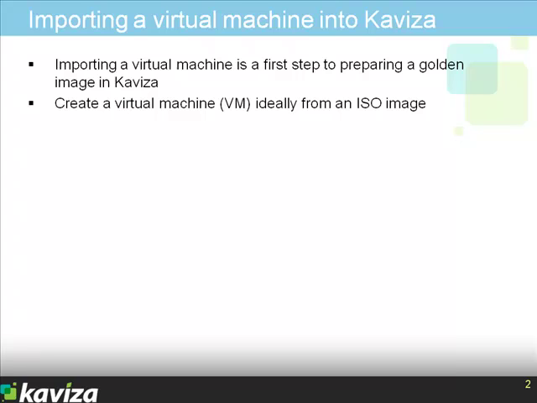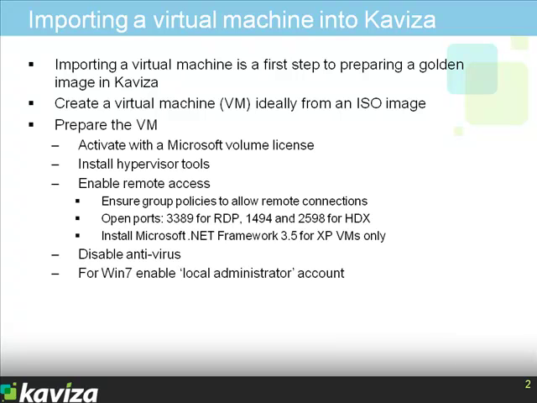There are a few things you need to do to the image and its virtual machine before you import it into Kaviza. So let's quickly highlight how you prepare a virtual machine for import into Kaviza. You need to activate Microsoft Volume license on that virtual machine, and we need this so that Kaviza can create virtual desktops from the golden image. You also need to install the hypervisor tools, and depending on whether you're using the VMware family of hypervisors or the Xen Server hypervisor, you need to ensure that you're installing the appropriate tools.